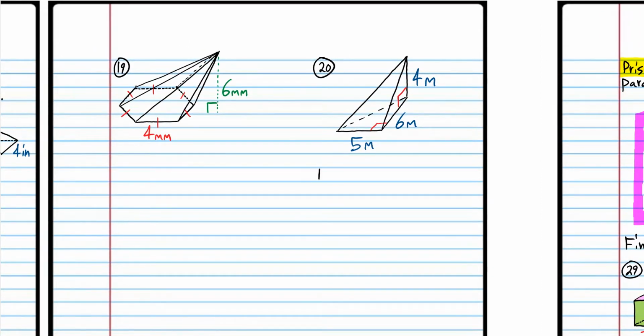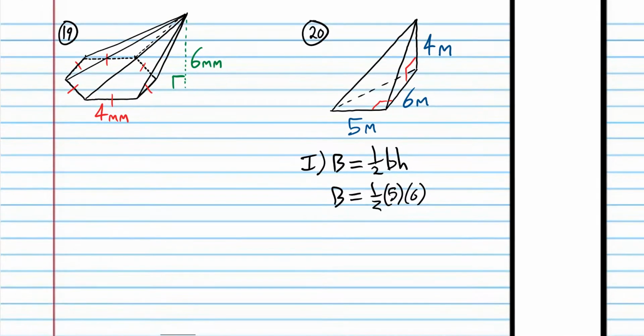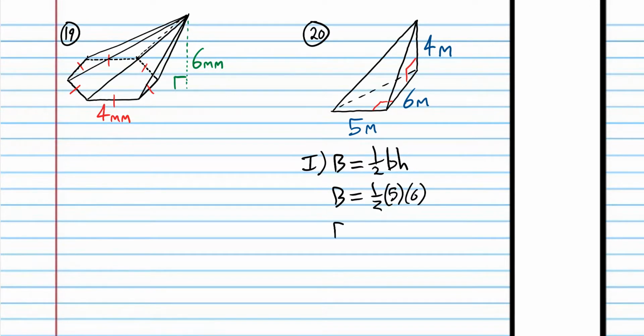All right, we're back. Step 1, the base area is 1/2 base times height. So 1/2 base times height. You could say that 6 is the base and 5 is the height also. It doesn't really matter. And so we get 15.